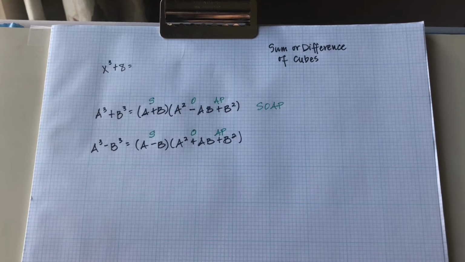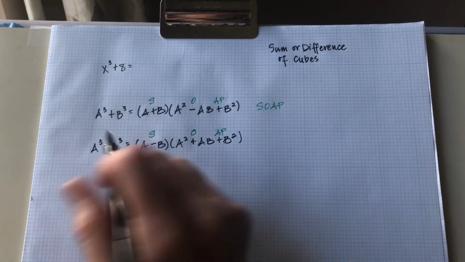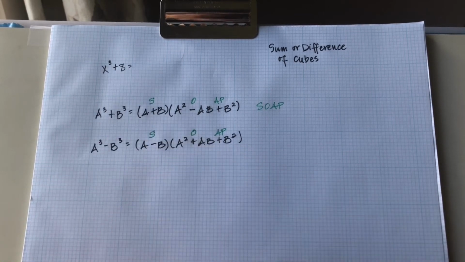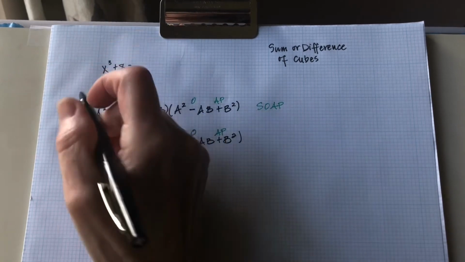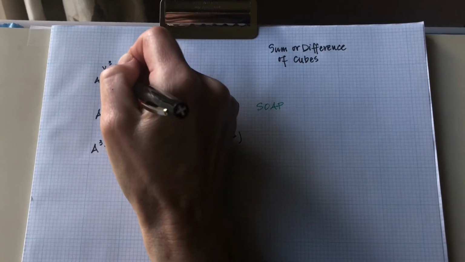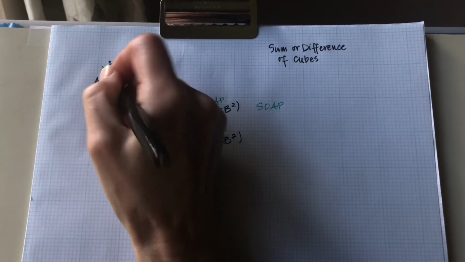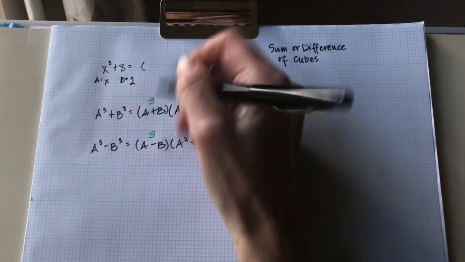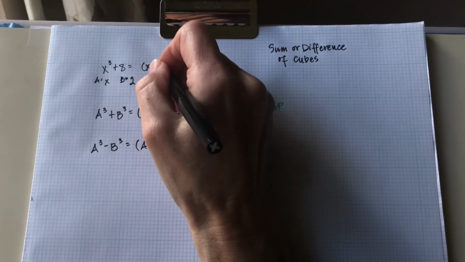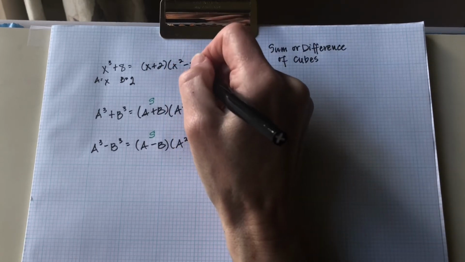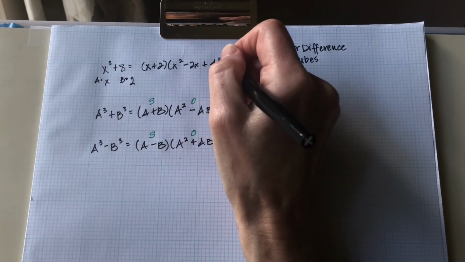So let's apply this to our problem up here at the top, x cubed plus 8. So notice that we want to see what the cube root of each of these terms is, and that'll give us our a and our b. So a is going to equal x, b will equal 2, and then we can just plug into the pattern. So this will be x plus 2 times x squared minus 2x plus 4.